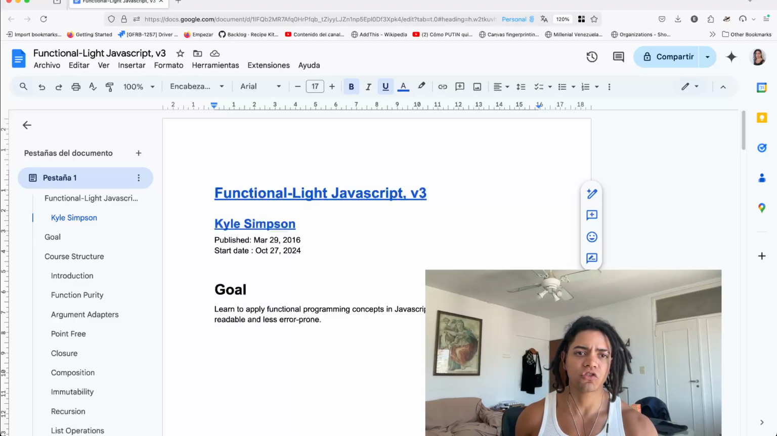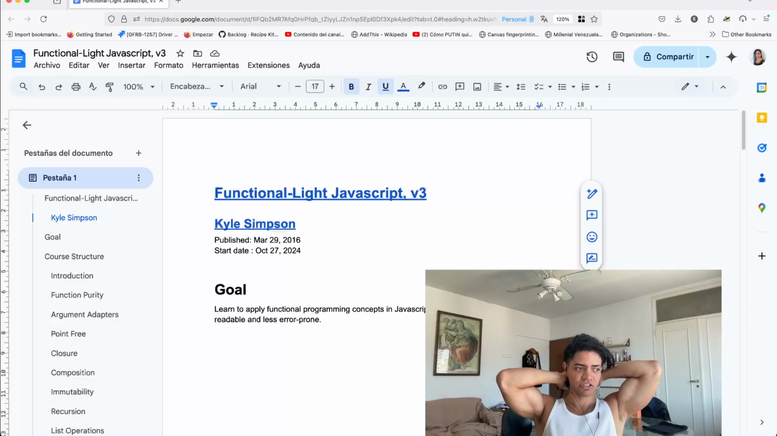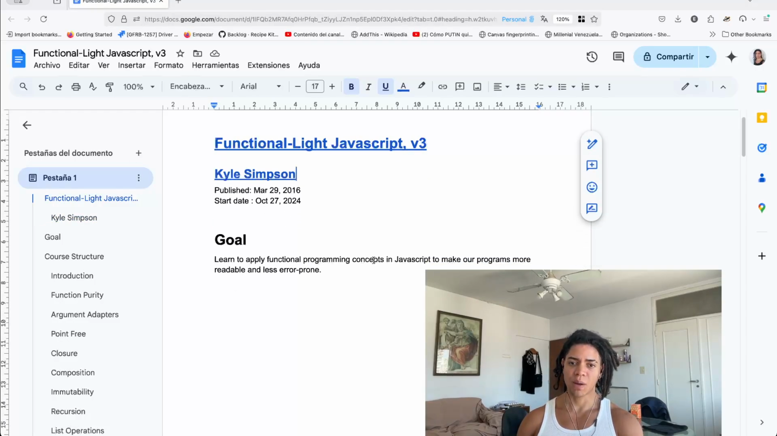The idea here is to understand the conceptual aspect, the intention and motivations behind functional programming, which is not just a fancy word, and the selling point of this. What is the value proposition of this? Because of that, we already took some notes here. Learn to apply functional programming concepts in JavaScript to make our programs more readable.